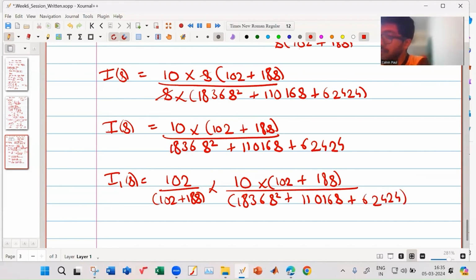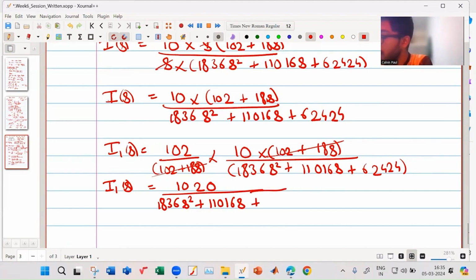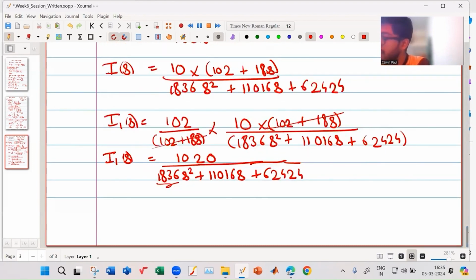So this and this get cancelled, and we get I1 of S is equal to 1020 divided by 1836S square plus 11016S plus 62424. So what do we do? We take 1836 common.